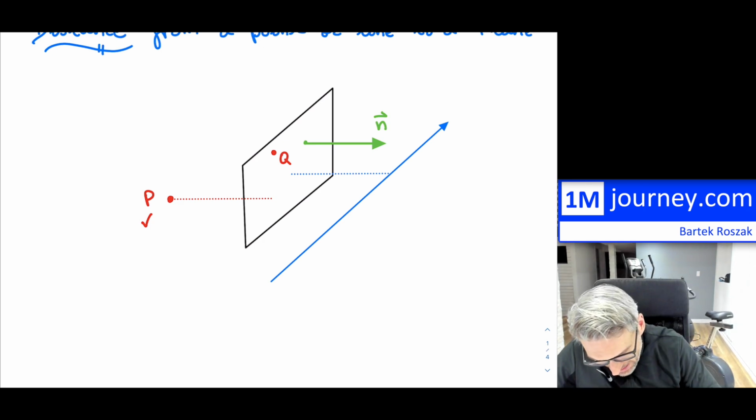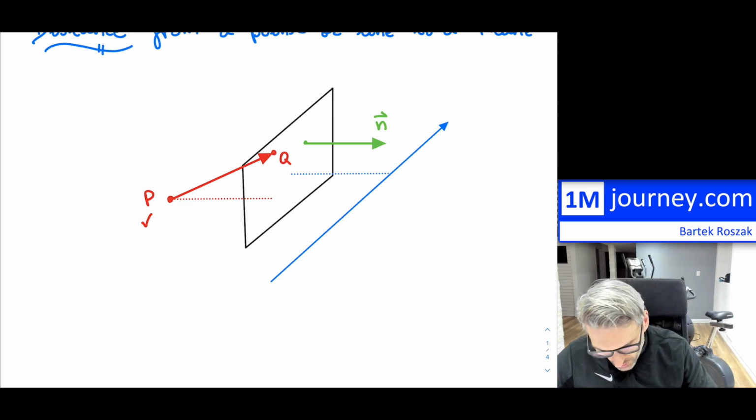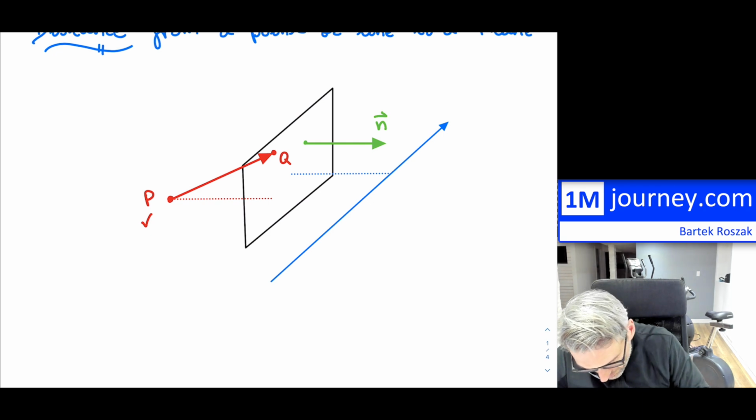And now if you draw, you can create a vector which is going to be the vector from P to Q, or from Q to P, it doesn't really matter. So if I have this, let's assume that I'm going to call this the vector from the point P to the point Q.